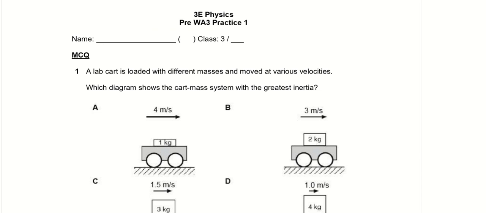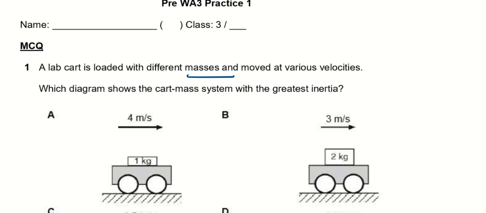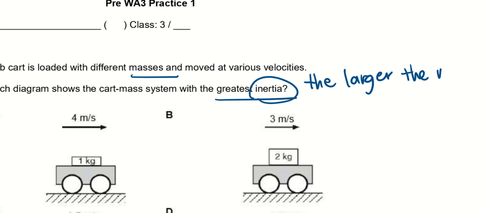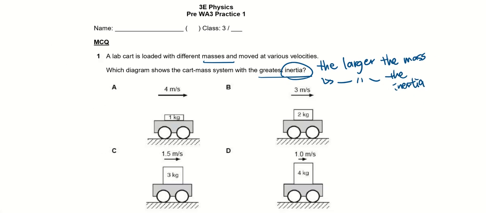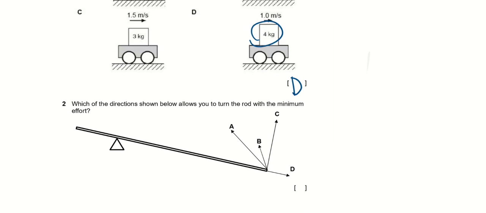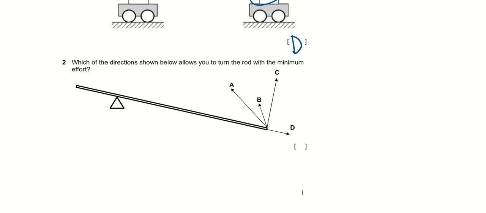A lab cart is loaded with different masses and moves at various velocities. Which diagram shows the cart-mass system with the greatest inertia? Now, inertia: the larger the mass, the larger the inertia. So I should be looking at which cart has the greatest mass. So it is D.